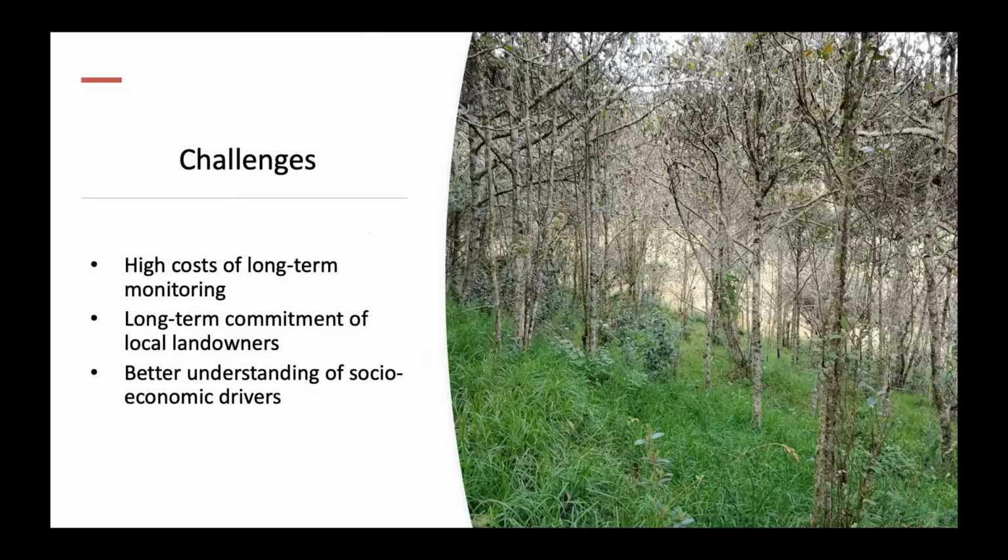Thus far, we have identified several challenges that we need to overcome to continue our work. For example, long-term monitoring is costly, and there are not many sources of funding for this kind of project. It is also not easy to find landowners willing to commit to research for restoration over long time periods. And this is a real difficult issue because it also makes it difficult to understand how the socioeconomic drivers are acting in successful restoration practices.